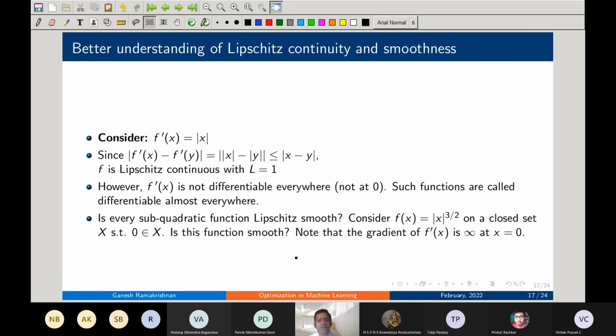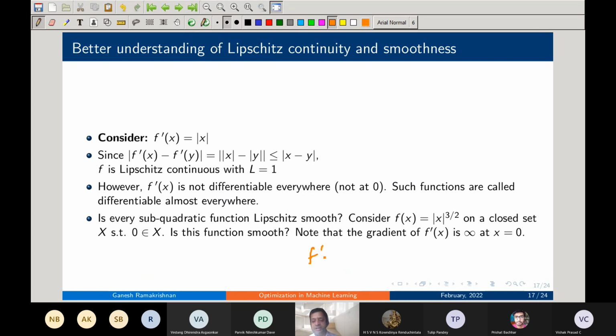Okay, let's continue this discussion. Is every subquadratic function Lipschitz smooth? What we mean by subquadratic is, for example, f of x is the absolute value of x raised to 3 by 2. It's subquadratic, right? So is this Lipschitz smooth? If you consider it on a closed set X such that 0 is in X, is it Lipschitz smooth? The gradient of f dash x at 0 is infinity, right? We can just verify that quickly.